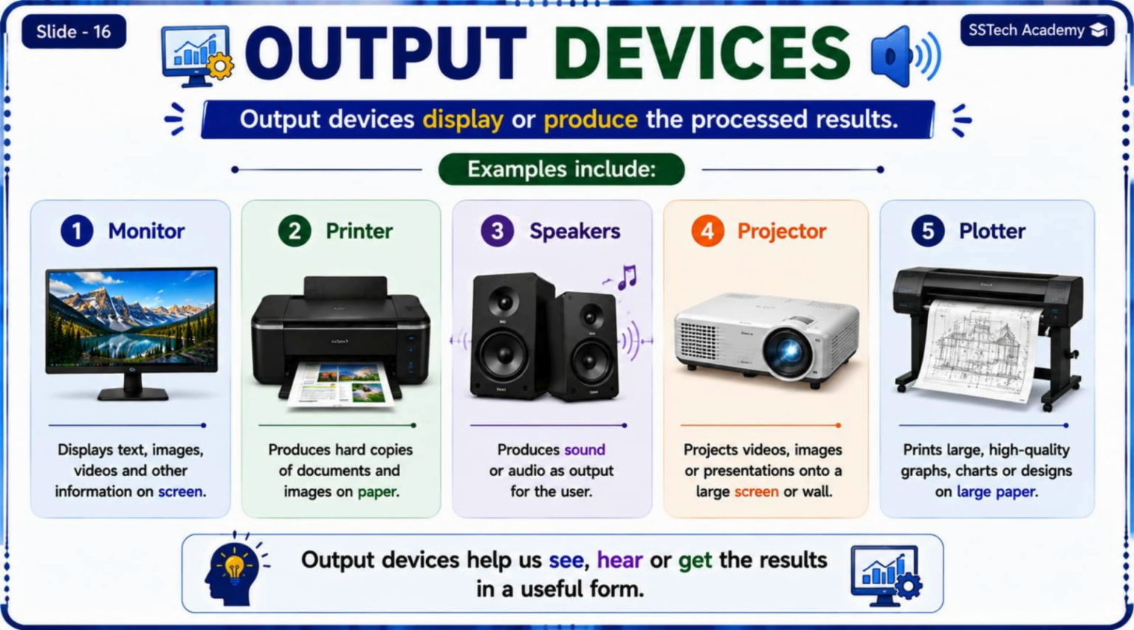After processing the data, the computer gives us results through output devices. Output devices display or produce the processed information. Common examples include a monitor, printer, speakers, projector, and plotter.